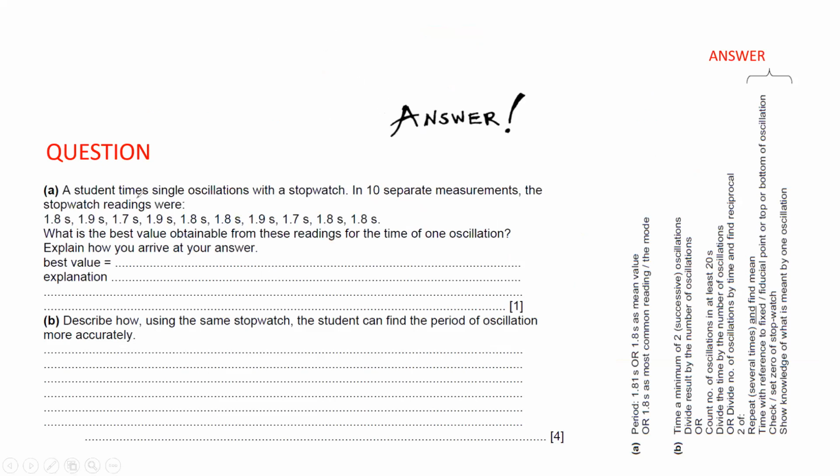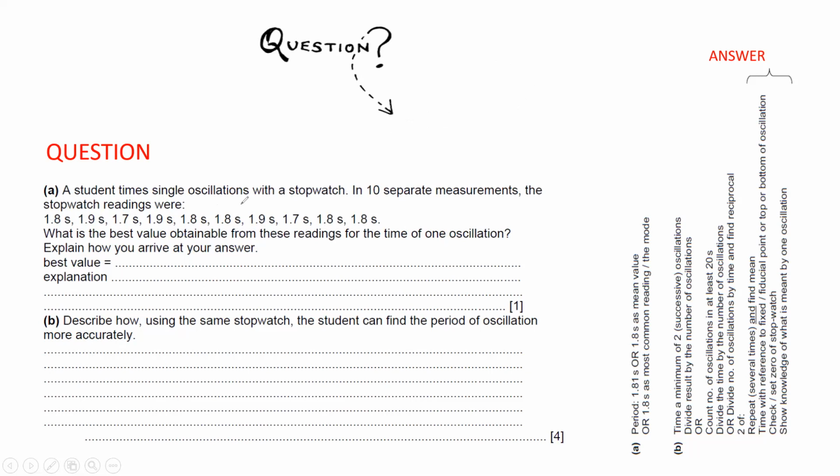In this question, a student times a single oscillation or single vibration with a stopwatch in 10 separate measurements. The student measures the time for a single vibration or one oscillation. He's getting different answers: 1.8, 1.9, 1.7, 1.9, 1.8, 1.8, 1.9, 1.7, 1.8, 1.8. What is the best value obtainable from these readings? What could be the best answer here?